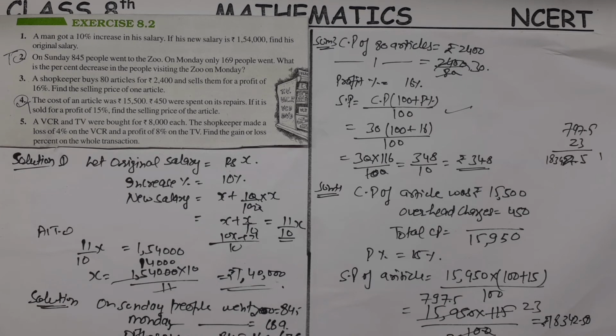Sum number 5. A VCR and a TV were bought for rupees 8,000 each. The shopkeeper made a loss of 4% on the VCR and a profit of 8% on the TV. Find the gain or loss percent on the whole transaction.